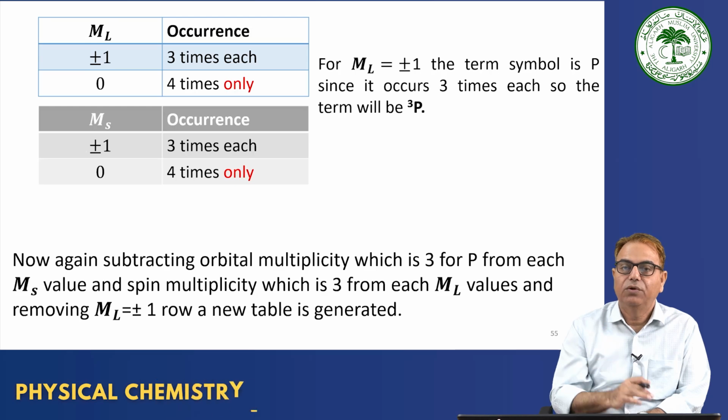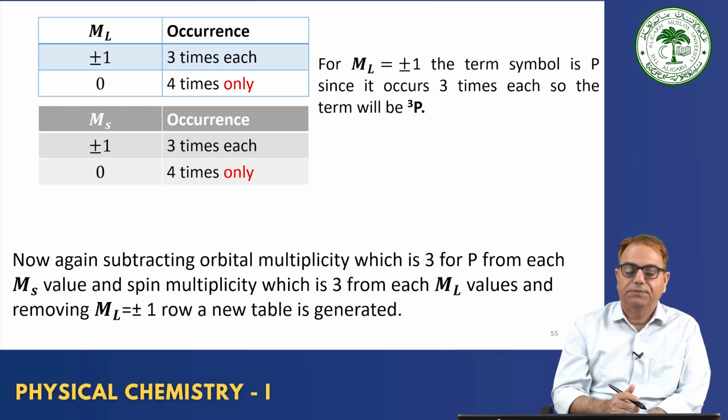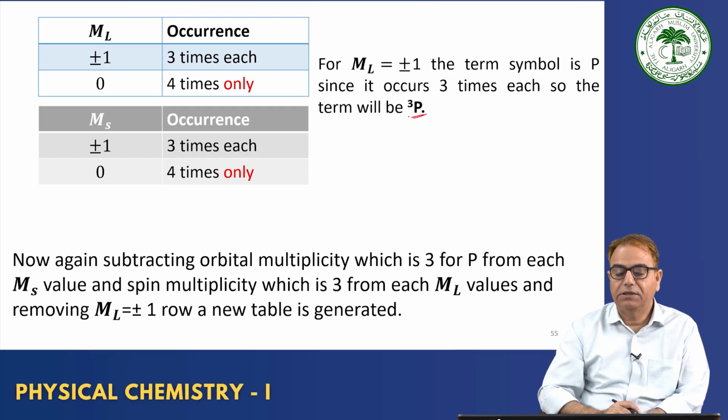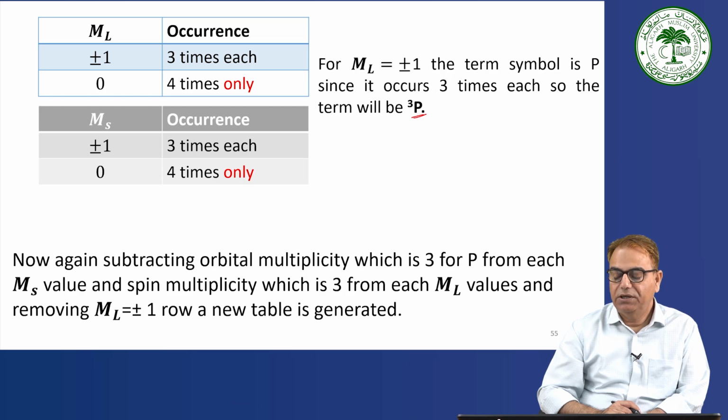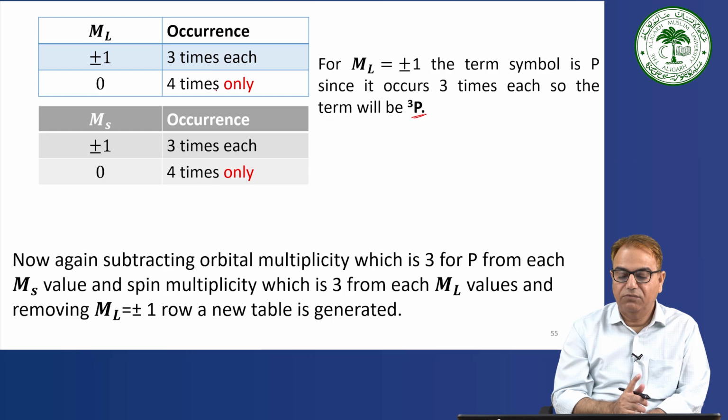So again, you keep on refreshing the tables and you will get the new terms. Here the highest value is plus 1 and it occurs 3 times each. So the term will be triplet P. For triplet P, the orbital multiplicity is 2L plus 1, so it will be 3. You deduct 3 from this one, 3 from this one, and you will get only one term.